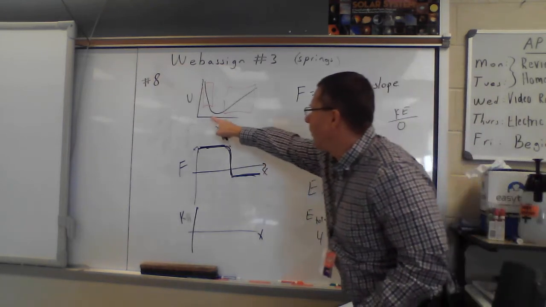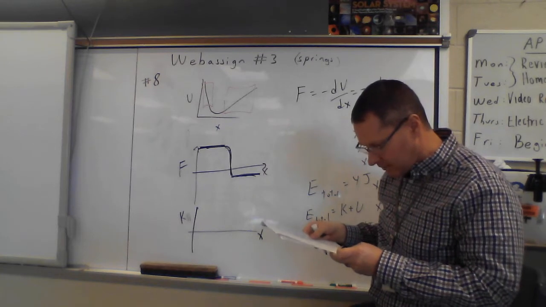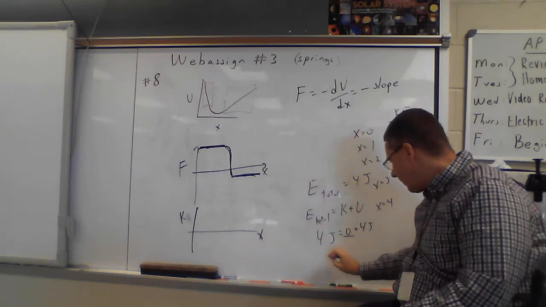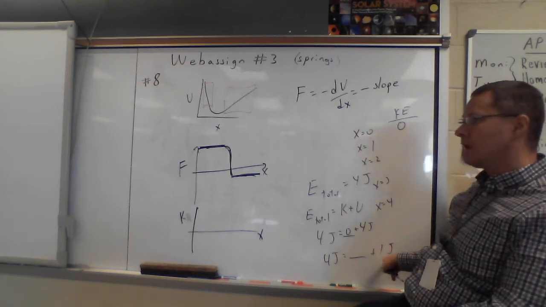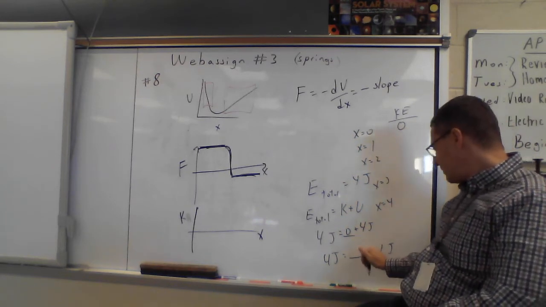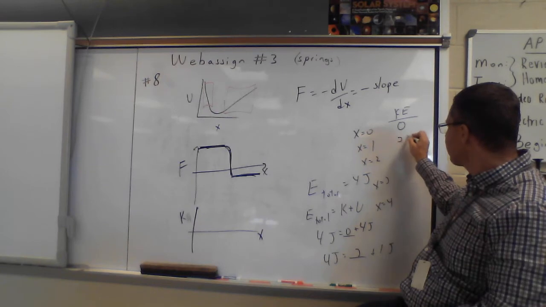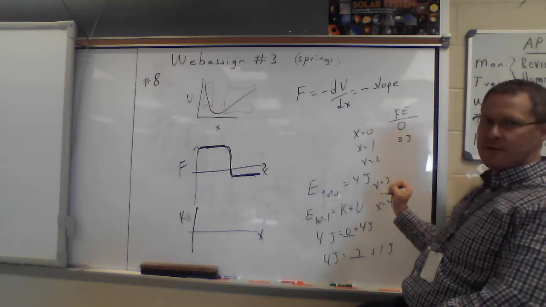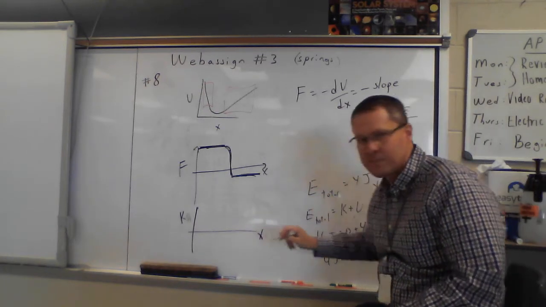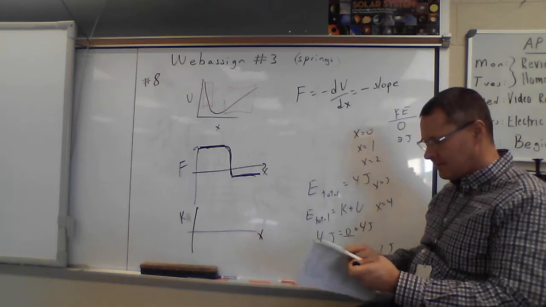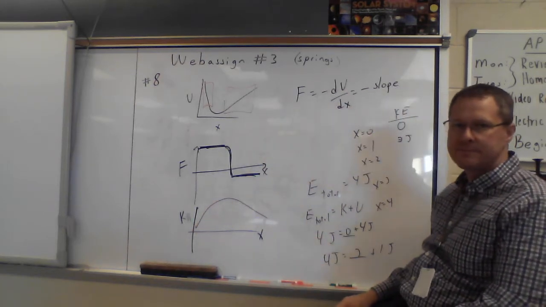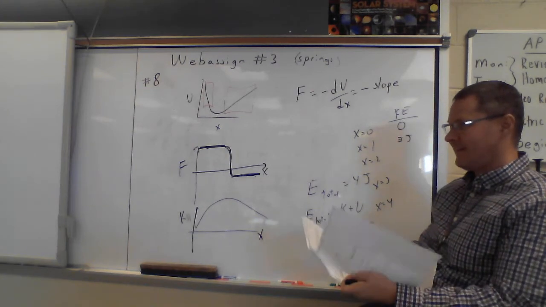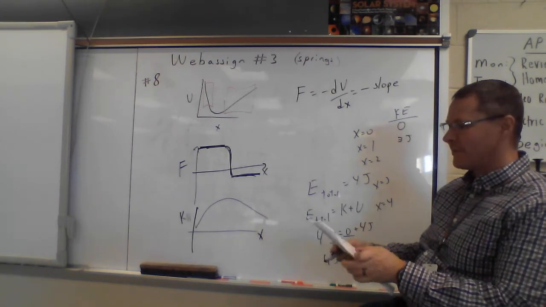If I look at where the 1 is, I have to go back and look at the graph. That looks like about 1 joule. And so this one has to be a 3. So if you do that a few times, basically plot those points there, you'll end up getting something that looks like that. And I believe that's the very end of number 8.